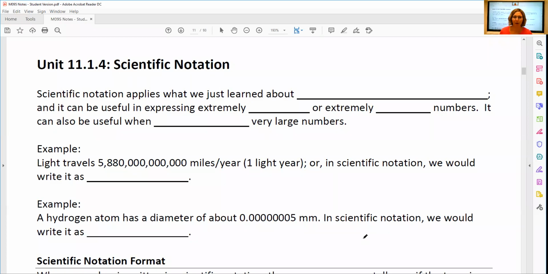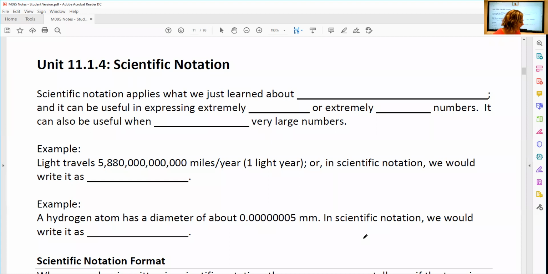Hi everybody, we are going to start with scientific notation 11.1.4. We're going to do the first part of this, so I'm going to call this scientific notation part 1. That'll be the first 2 or 3 pages of the notes packet, and then we'll finish up with part 2 on a different video, just so the video doesn't get too long on this one.